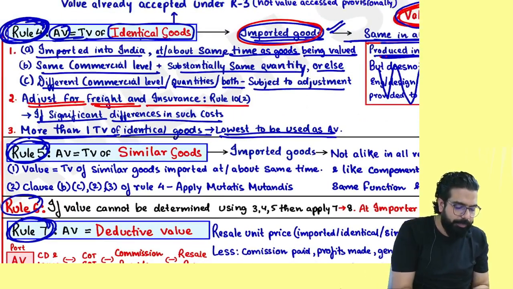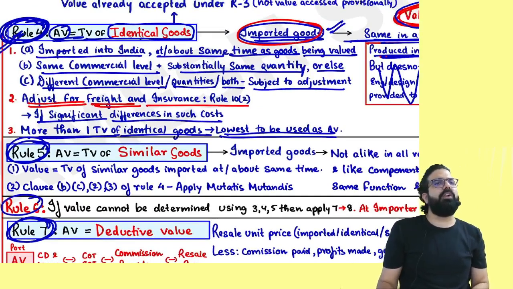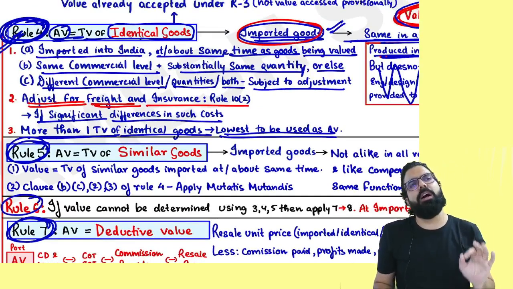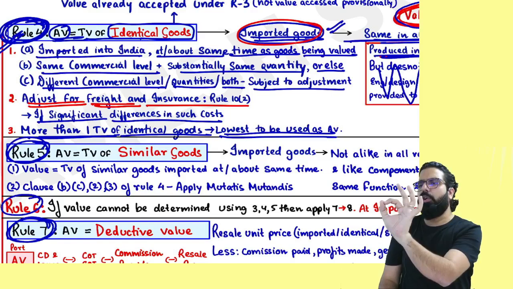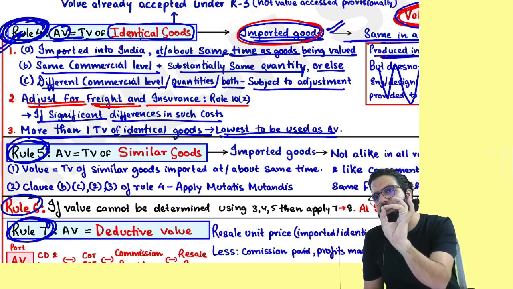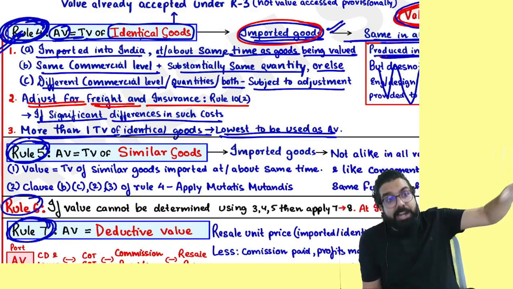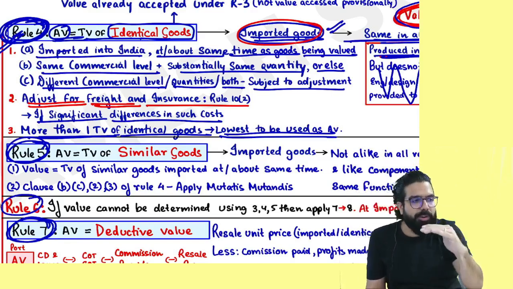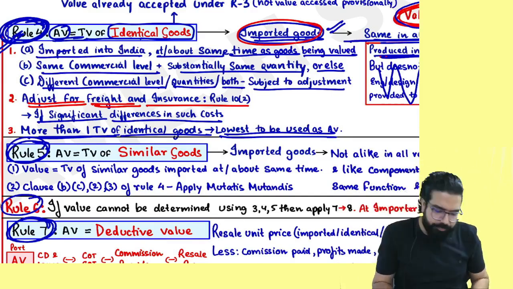People, simple, I'll tell you. If the officer is trying to find out the value, he will take the value of identical goods. Identical goods which are of the same quantity. If there is any difference in the freight and insurance, he will adjust. If the value of many identical goods is there, the lowest will be taken. Is my point clear to all?